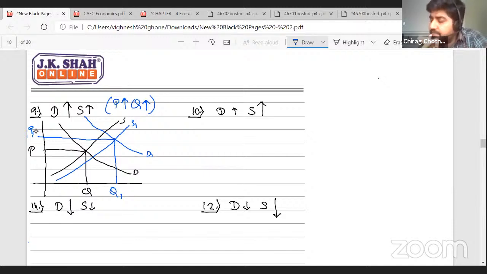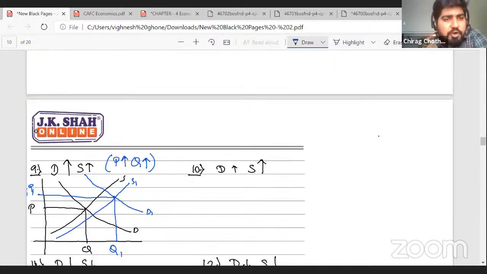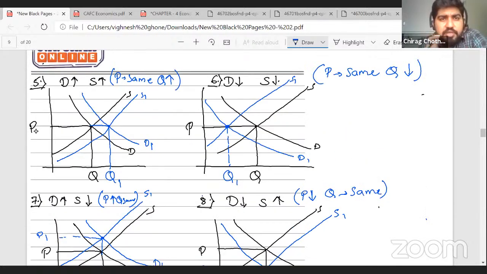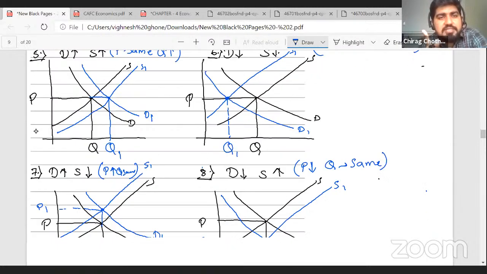Next one. If demand increases, supply also increases. Now, if you notice, point number 9 and point number 10 are similar. Both are increasing, but the proportion is different. If the proportion is different, then the effect on price and the effect on equilibrium quantity will also be different. How, sir? Let us have a look at point number 5. Demand and supply both are increasing, but they are increasing in the same proportion. So price remains constant, but quantity increases.